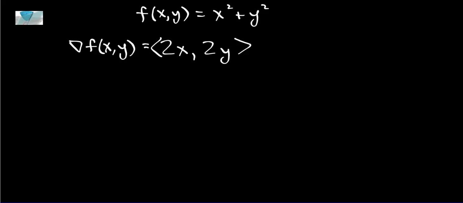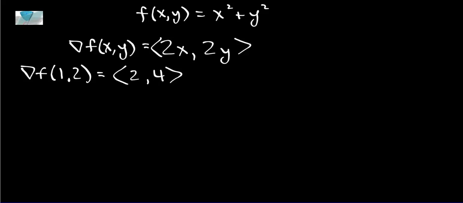And now I plug in the values. My point is 1, 2, so x is 1 and y is 2. So I've got 2 and 4. That's the direction we're going to calculate the directional derivative in.